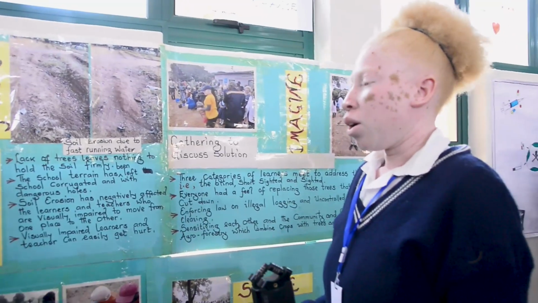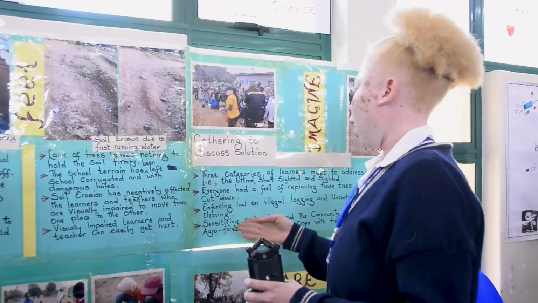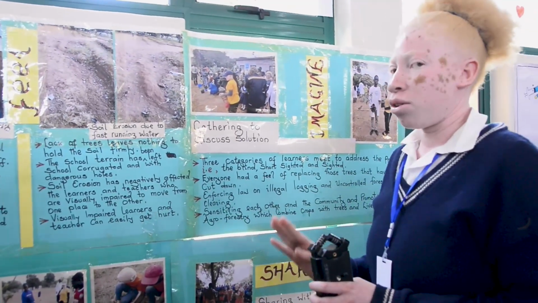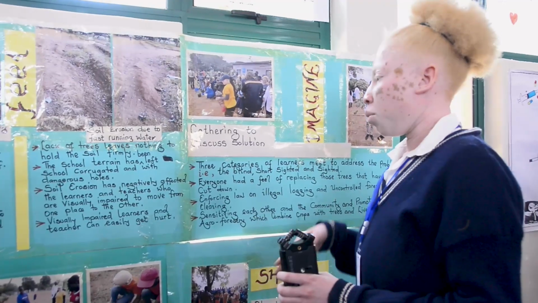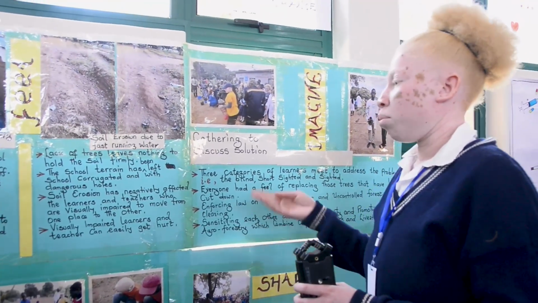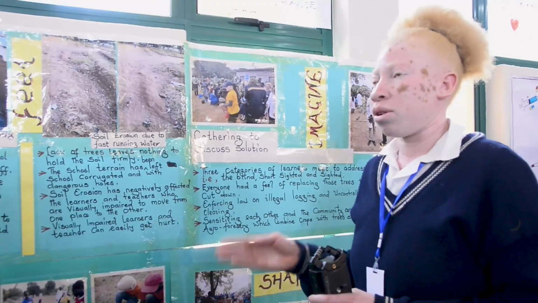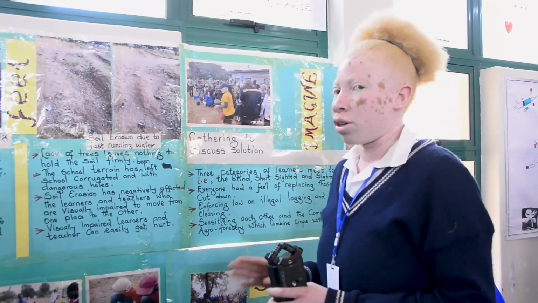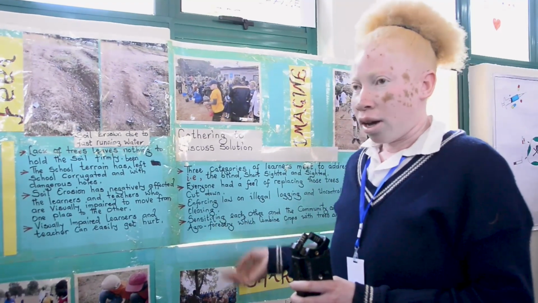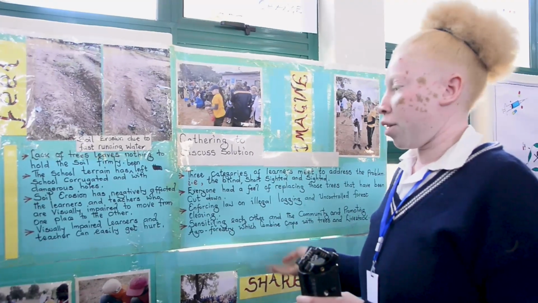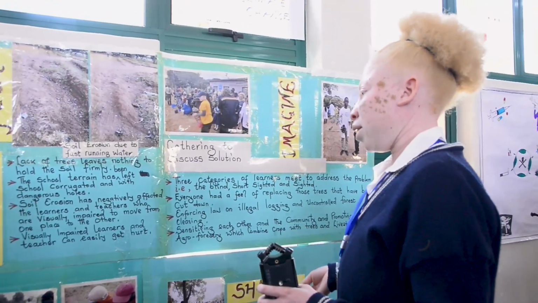Firstly, in our discussion, everyone felt we should replace those trees which were cut down with new ones. So we decided to plant new trees. And then we also discussed that we need to enforce stiff laws on illegal logging and uncontrolled forest clearing.